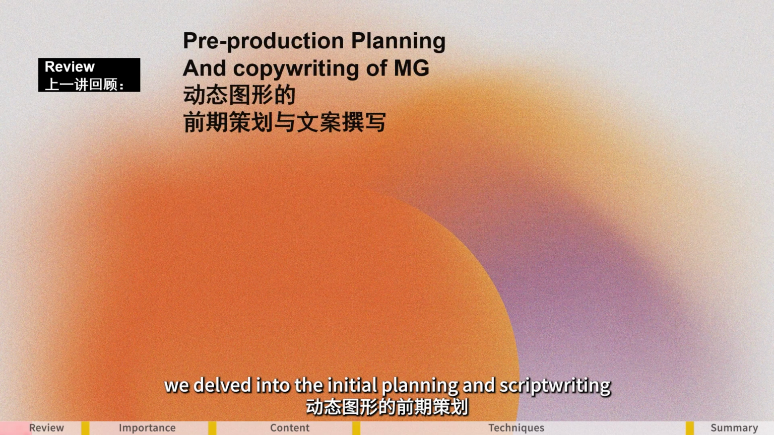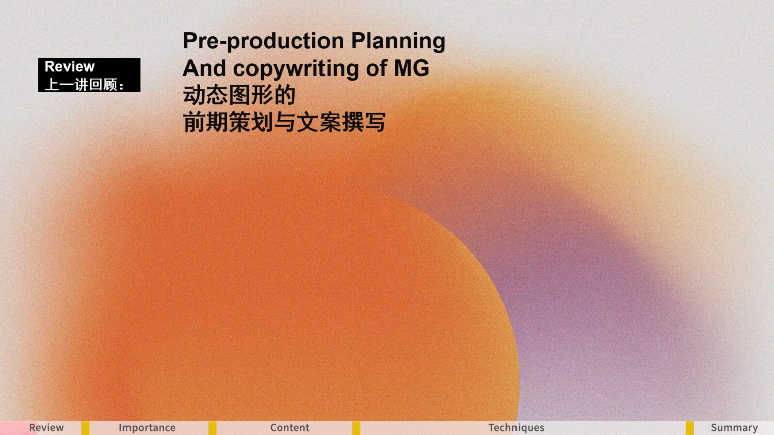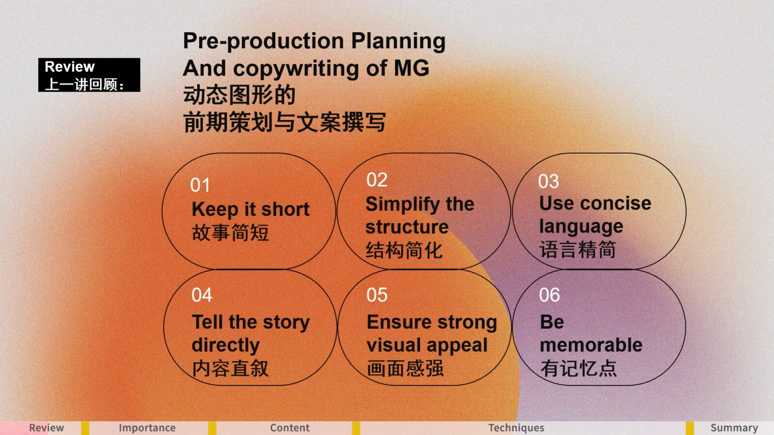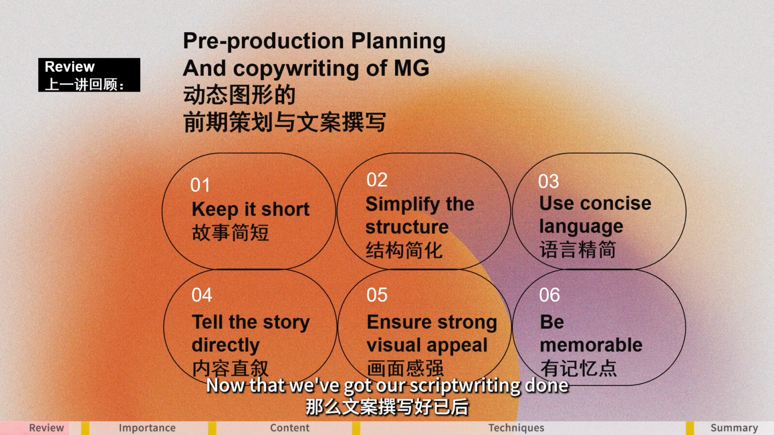In our last session, we delved into the initial planning and script writing of motion graphic. We learned that a good script for motion graphic should be short, well-structured, concise, straightforward, visually striking, and memorable. Now that we have got our script writing down, what's the next step?